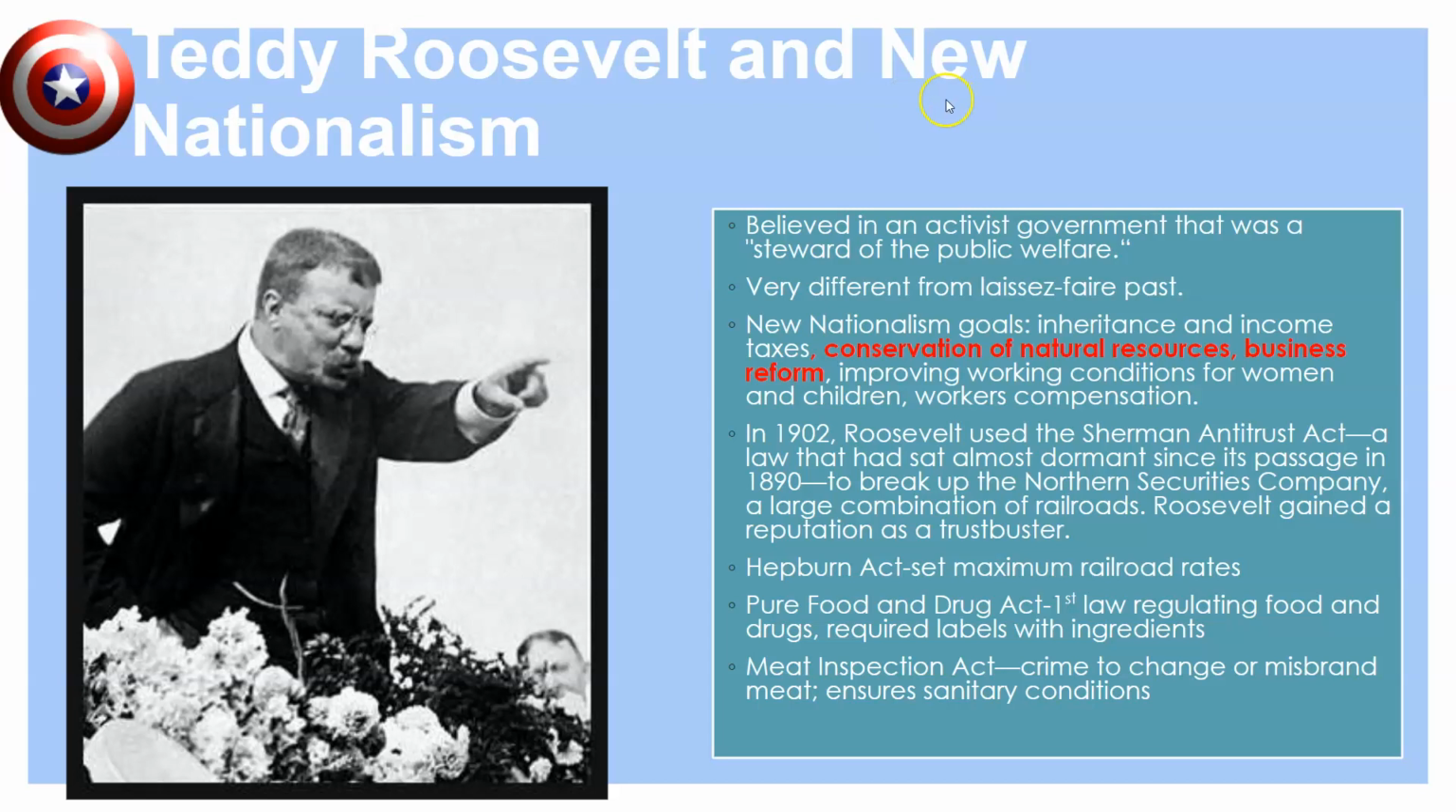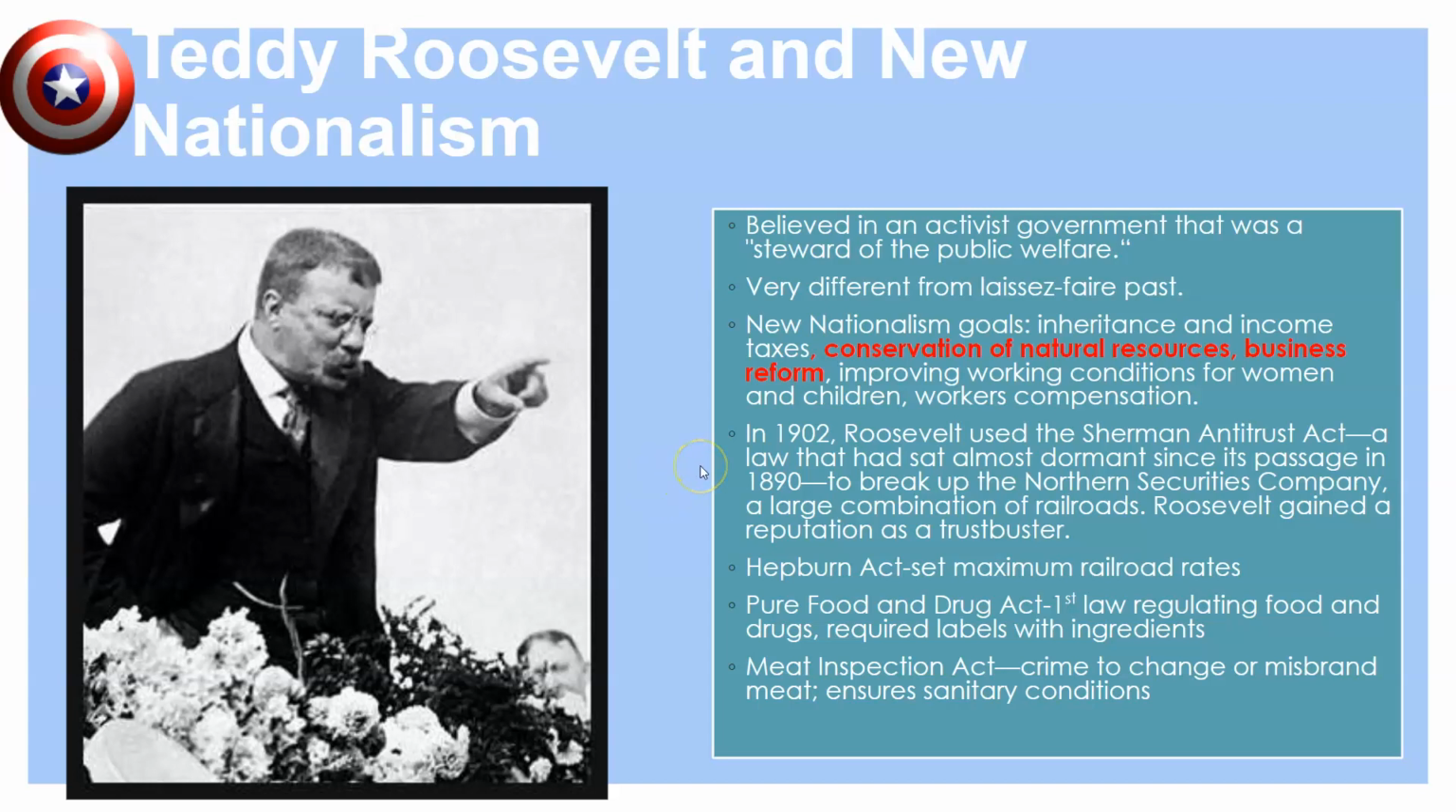Teddy Roosevelt, part of his campaign, part of his program was known as New Nationalism. He believed in an activist government that was a steward of the public welfare. It was very different from the laissez-faire past. New Nationalism goals included conservation of natural resources, business reform, inheritance and income taxes, improving working conditions for women and children, workmen's compensation.